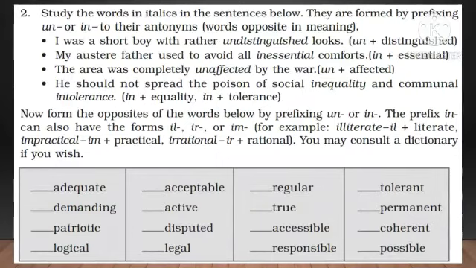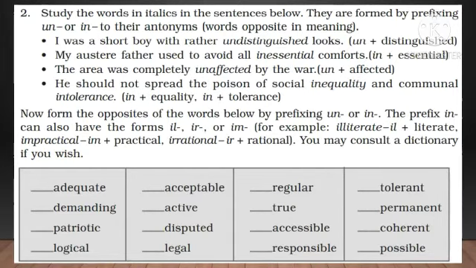So what are suffixes? Suffixes are those letters which are used after the word. Here we are looking at prefixes in order to form antonyms, in order to form the opposite. So now you found out two of them. First is un and in, in these four sentences.